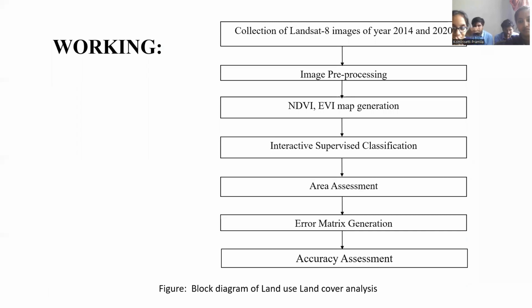We use the images given from the collection of the landscape images, and these images are given to image preprocessing. From image preprocessing, it will be given to the EVI and NDVI map generation. After the maps are generated, they will be given to classification. There it will be classified based on the pixels and their size, and then the area assessment will take place. From the area assessment, it will be given to the urban matrix generation, and finally to the accuracy assessment.